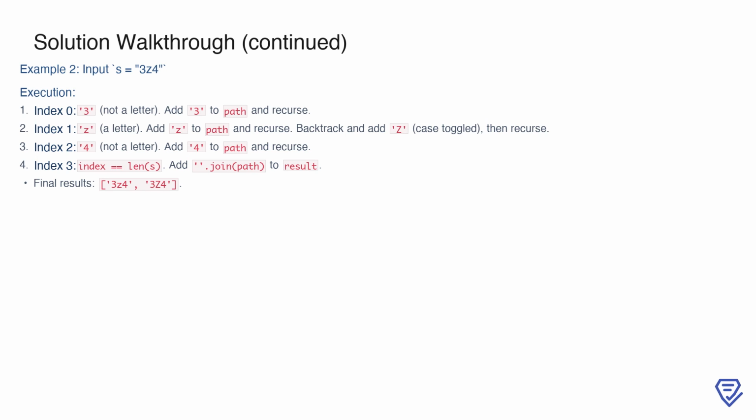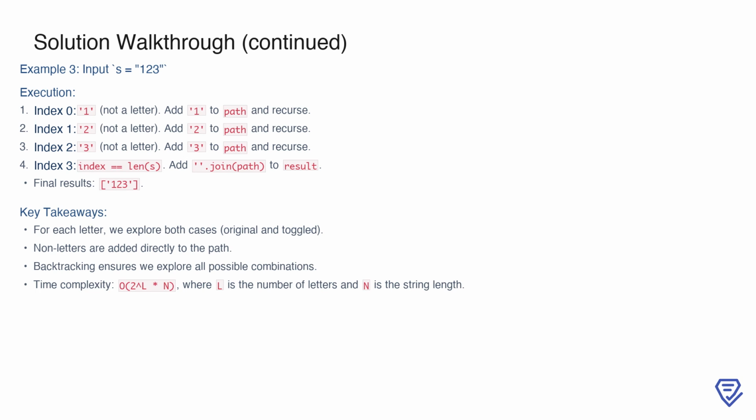This example reinforces the concept that we only toggle the case of letters, while non-letters are added directly to the path without modification. Finally, let's consider the input s equals 123. Here, all the characters are digits, so there are no letters to toggle. At index 0, we add 1 to the path and recurse. At index 1, we add 2 to the path and recurse again. At index 2, we add 3 to the path and recurse once more.